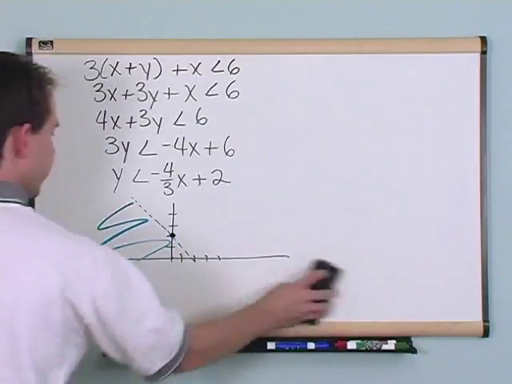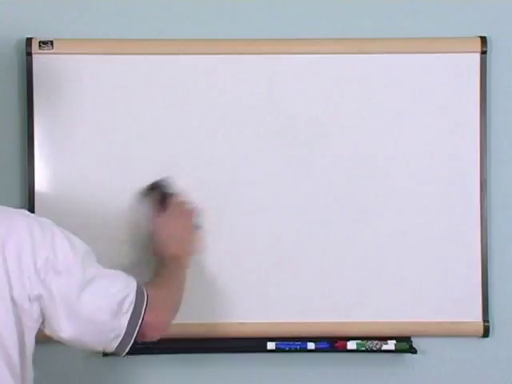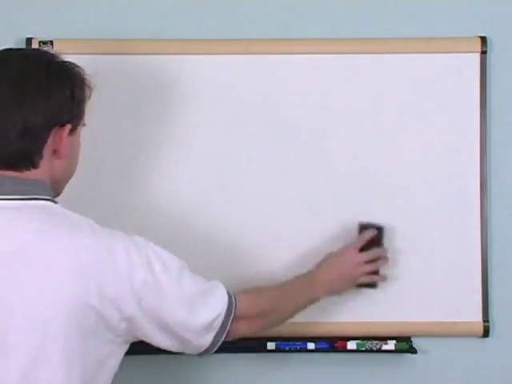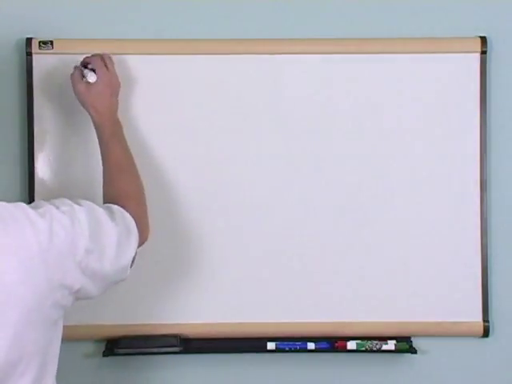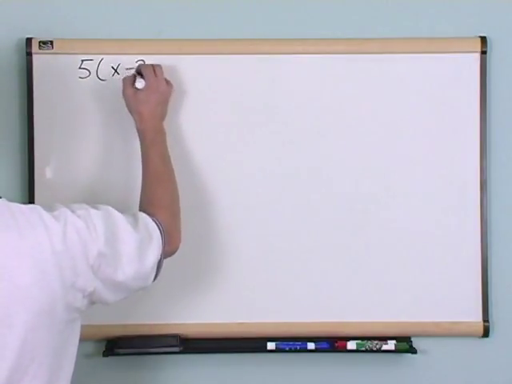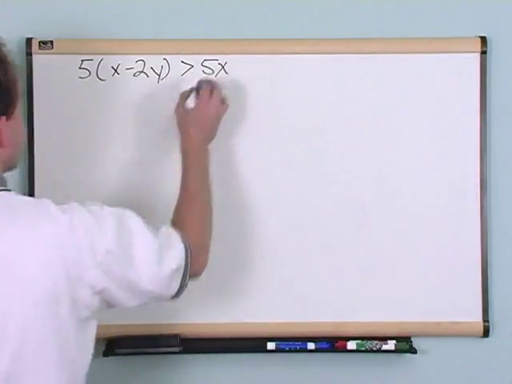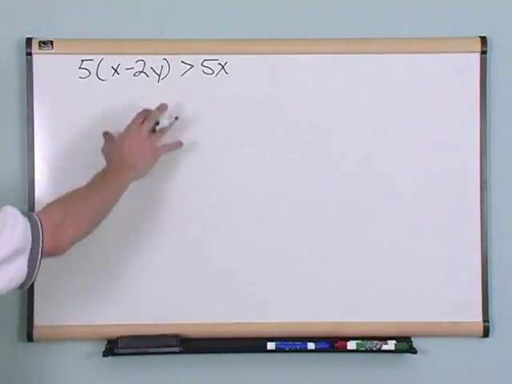Okay? So you see, that problem really wasn't too hard, and really the rest of the ones I'm going to do are similar. You just get some expression, you simplify it, and then you move forward. Okay? The final one I'm going to do here is 5 times x minus 2y is greater than 5x. And I want to plot this inequality.